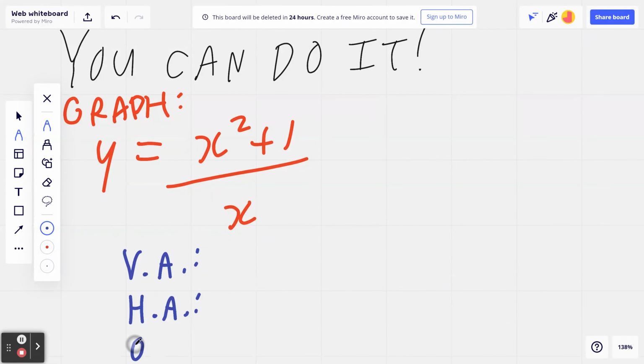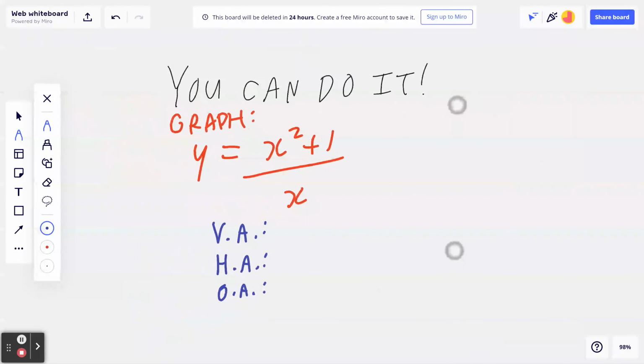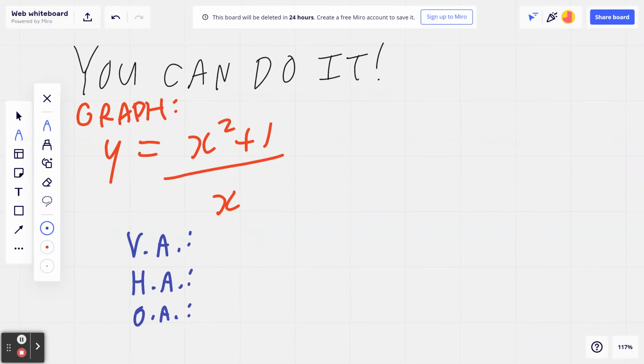So if you look at this question carefully, by inspection, you have to look at the restriction, which means in this case, the denominator x cannot be 0. And since x cannot be 0, there'll be a vertical asymptote located at x equal to 0.